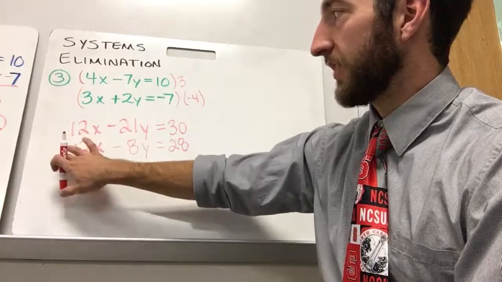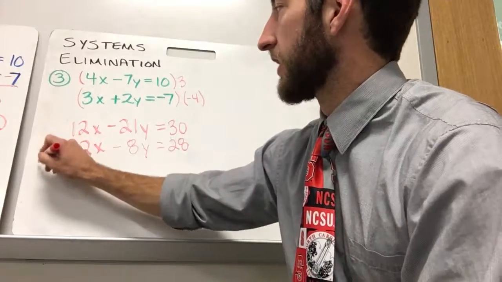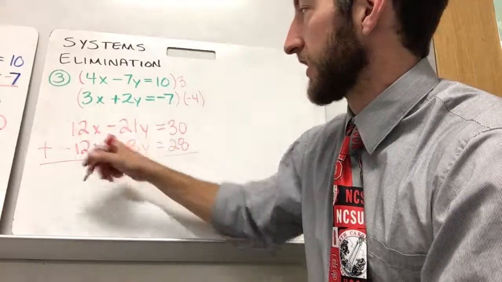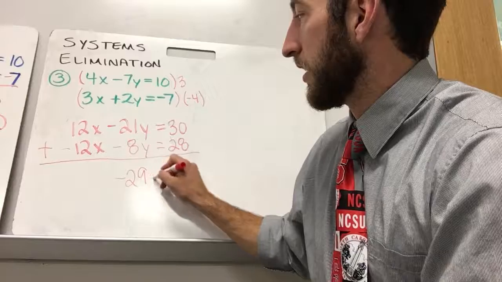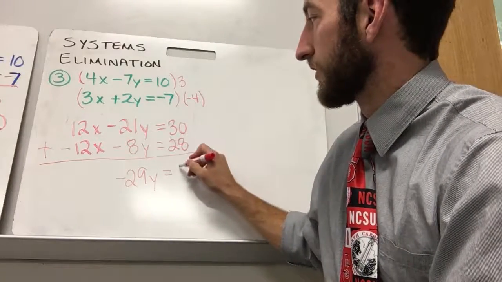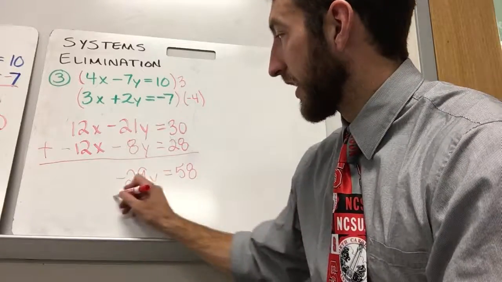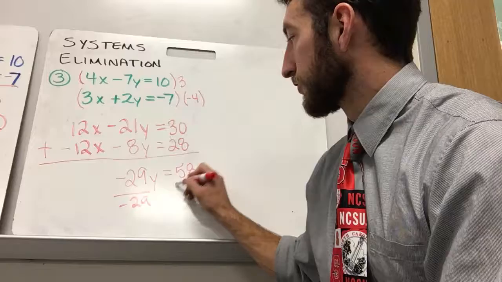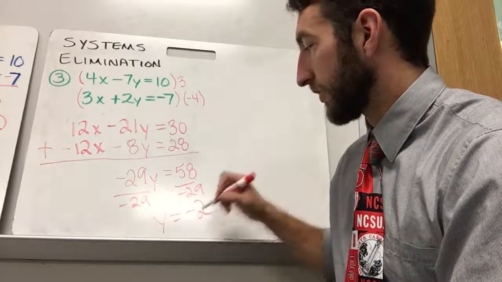All right, now I have a 12x minus 12x. So now I can add just like we did earlier, those cancel out. I'm left with -29y equals, add those, that's going to be 58. Okay, then we divide by -29. So y is equal to -2.